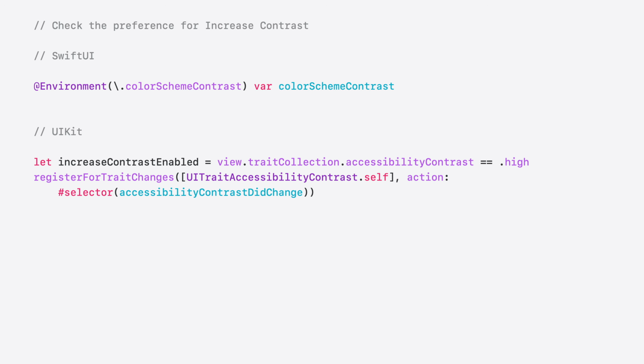Just like with dark mode, system colors will automatically adjust to higher contrast versions when the increased contrast setting is enabled. If you need to customize the colors you're using in your app to maintain sufficient contrast when increased contrast is enabled, check the value of the setting to adjust your colors. In SwiftUI, the color scheme contrast environment value has an enum value of standard or increased. In UIKit, you can check the accessibility contrast property in the UI trait collection and register for trait changes to know when the setting is updated.